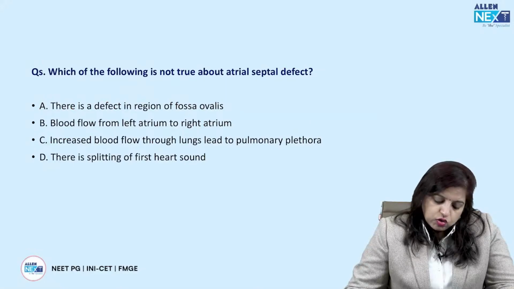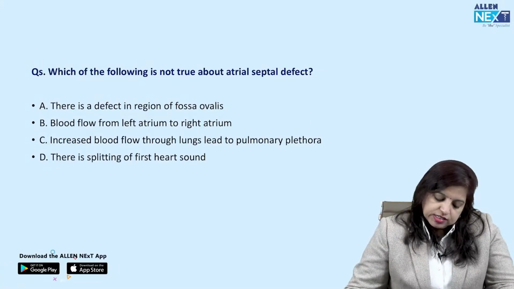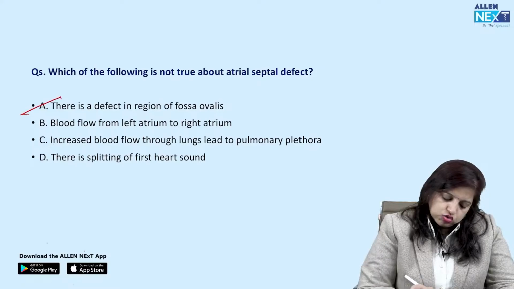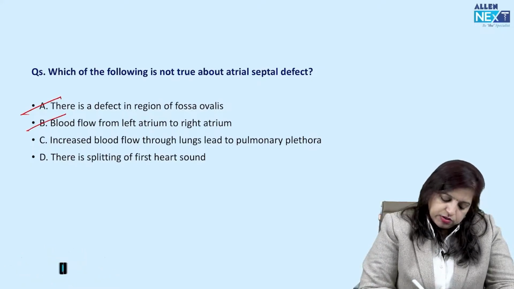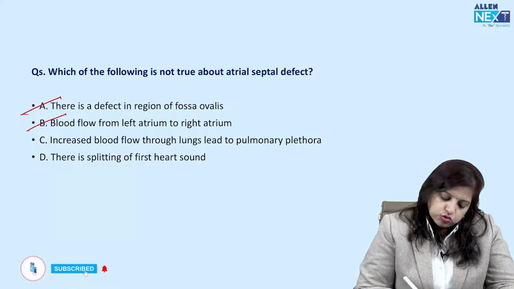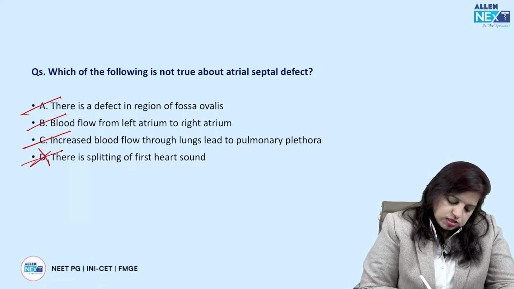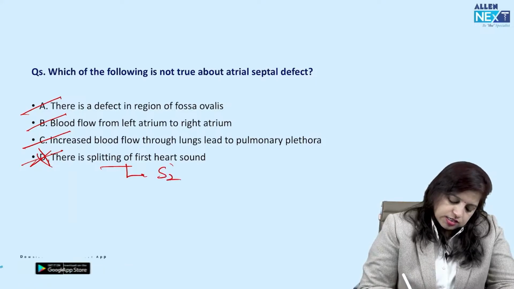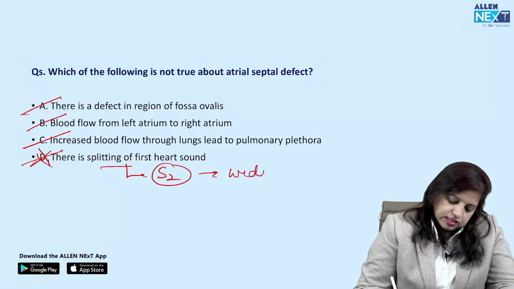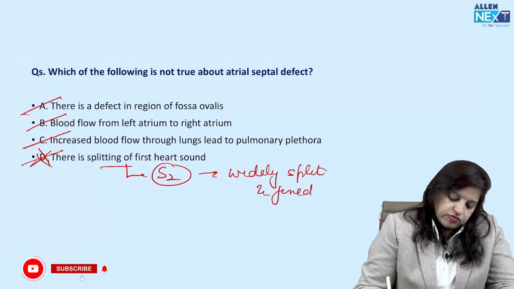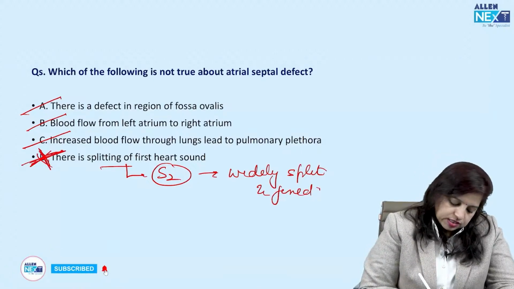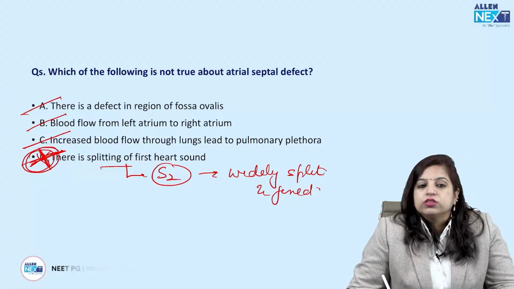Okay, then which of the following is not true about atrial septal defect? There is defect in the region of fossa ovalis. This is true. Blood flow from left atrium to right atrium. True. Increased blood flow through lungs leads to pulmonary plethora. Again, true. Splitting of first heart sound. So, this is false. There is splitting of the second heart sound, which is widely split and fixed, not the first heart sound. So, the correct answer is going to be the D option, right?